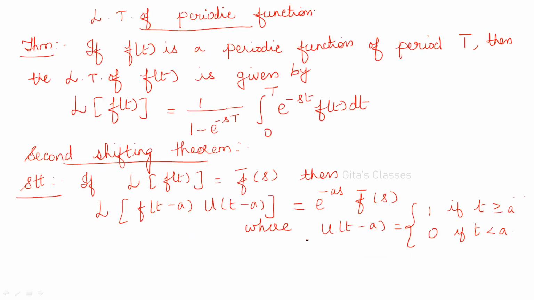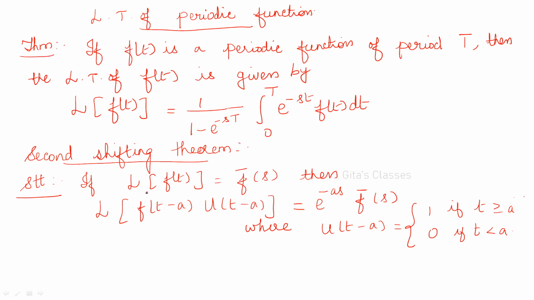Next is Laplace transform of a periodic function. If it is a periodic function of period capital T, then L of f of t is equal to 1 by 1 minus e power minus s into the period. Whatever the period is, you write it accordingly here: e power minus s into capital T, integral 0 to capital T e power minus st f of t dt.